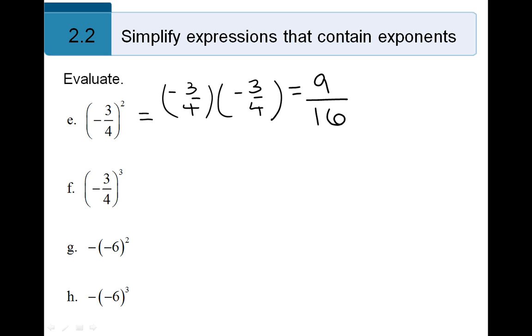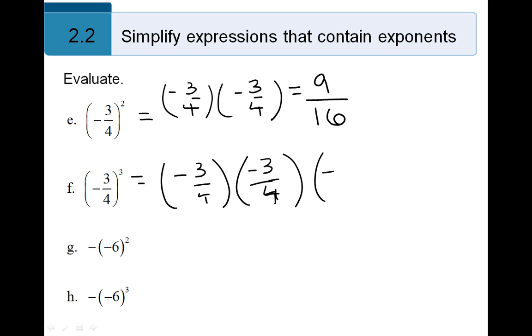In the example below that, we have negative 3/4 times negative 3/4 times negative 3/4. 3 times 3 is 9, and 9 times 3 is 27. 4 times 4 is 16, and 16 times 4 is 64. And notice we have 3 negatives we're multiplying together. That's an odd number of negatives, so our answer should be negative.